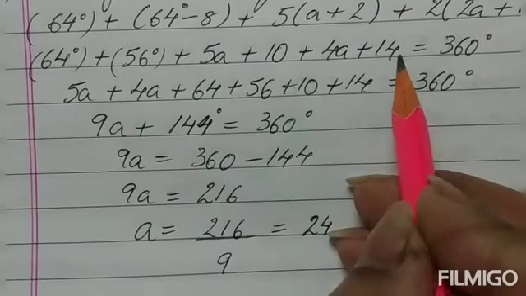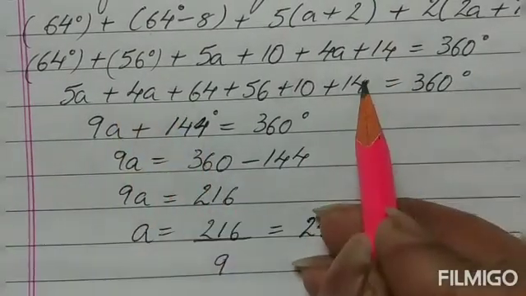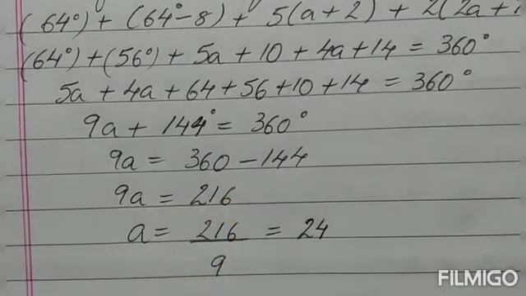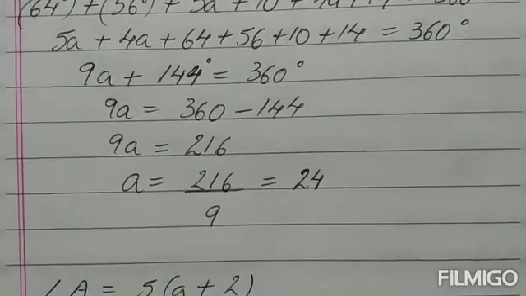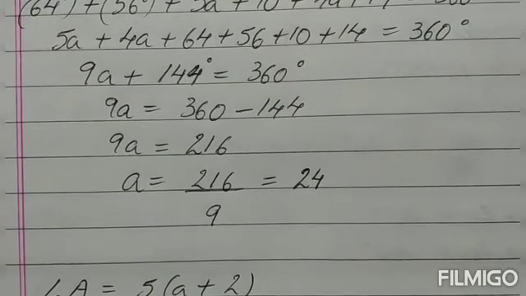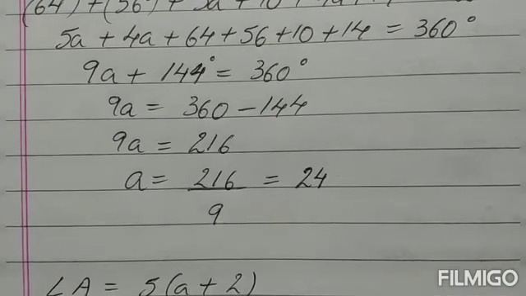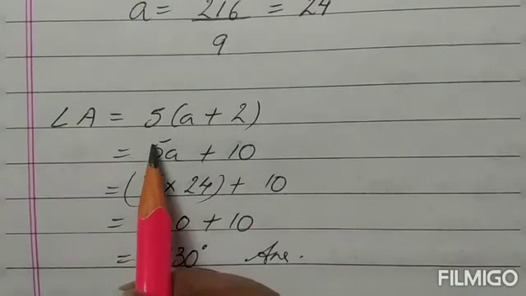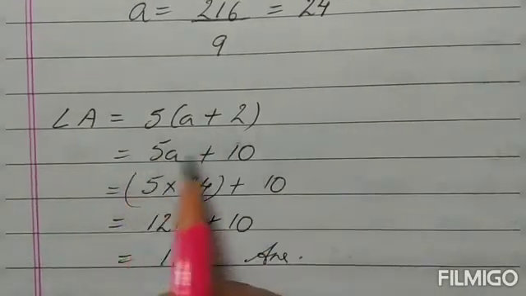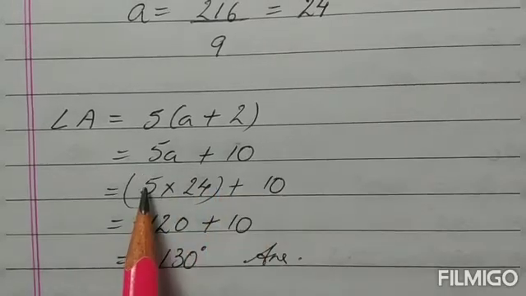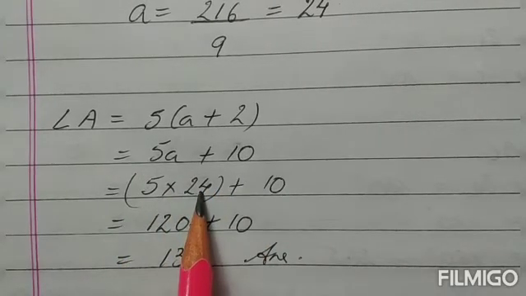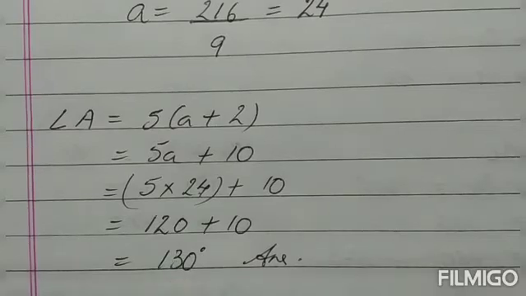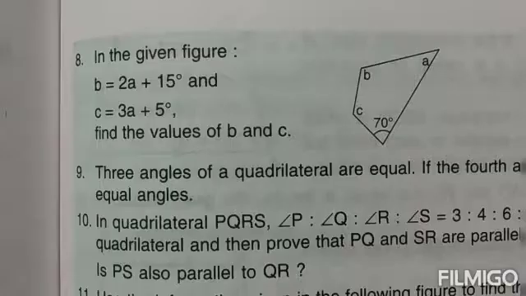Now you have all the angles over here. Bring the like terms together and add these. So 9a plus 144 is 360. 9a is equal to 360 minus 144, which is 216. a is equal to 216 upon 9. When you reduce it, it is 24. And after this, in the last part, we have to calculate the value of angle A. So put the value of a in angle A. 5(a plus 2) is first, write this, that is 5a plus 10, and now put the value of a that we have just calculated, that is 24. So 5 into 24 is 120 plus 10, so angle A is 130 degrees.